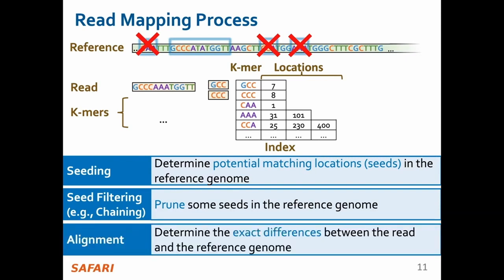And then finally, the reads in the second step that do not have any potential matching location left would be ignored from the third step; they would be dropped. And for the reads that have some potential matching locations left, the third step, which is the alignment step, the computationally expensive approximate matching step, executes to determine the exact differences between the read and the reference genome.